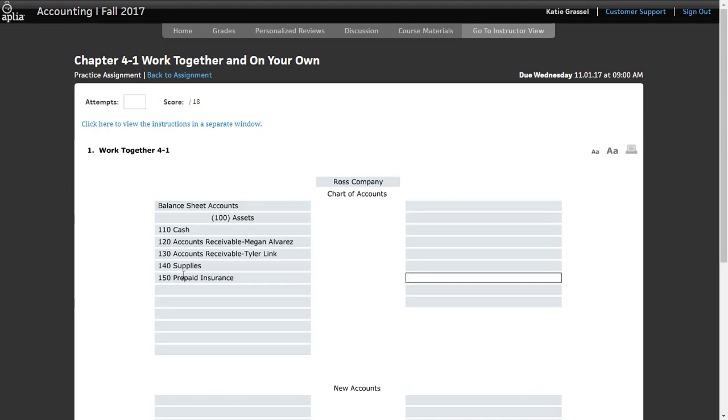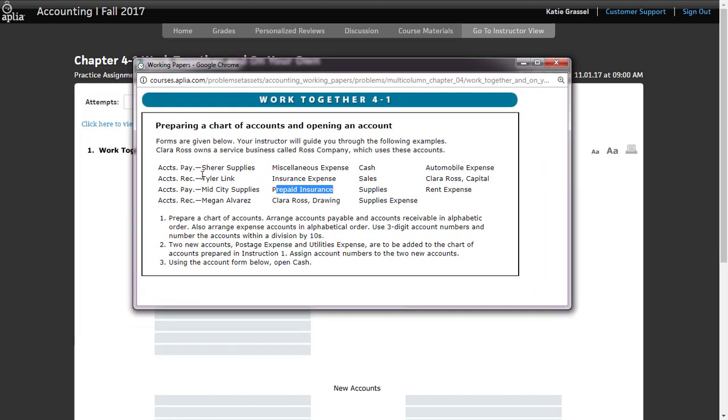Okay, so do we have all of our asset accounts? So what's my next classification? Liabilities, and liabilities are going to not start with 1, they're going to start with 2. So I have to put in here in parentheses 200, and that's going to be liabilities. And how do I easily identify liabilities? It has the word payable. So how many payable accounts do I have? So I have accounts payable Shearer Supply, and I have accounts payable Mid-City Supplies.